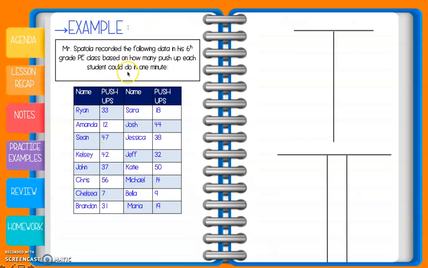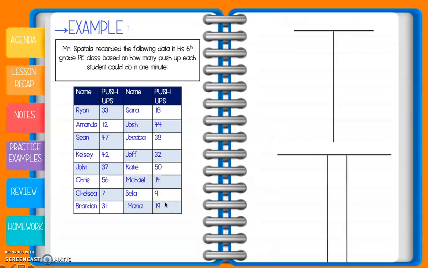Here's our data set. Mr. Spatola recorded the data set in his 6th grade PE class based on how many push-ups each student could do in a minute. Everybody's got 60 seconds, and then he recorded how many each person could do. What we're going to do is put it in a stem and leaf plot. When I'm working with stem and leaf plots, I'm going to arrange my data in ascending order, but I'm going to do it vertically so that I can easily see the place value.